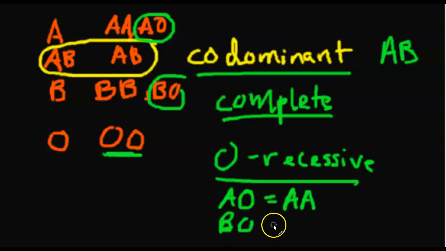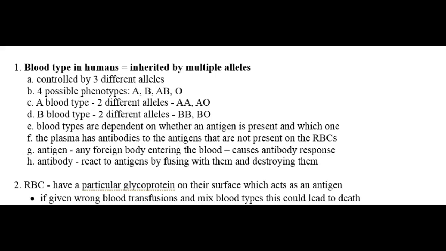Both of these are going to look the same. I'm not saying they're necessarily equal, but they're going to look the same. So A and B alleles are both dominant over the O. The O allele is recessive. Codominant, A and B are equally expressed. So blood type in humans is inherited by multiple alleles. So we have 3 different alleles and 4 possible phenotypes: A blood, B blood, AB blood, and O blood.